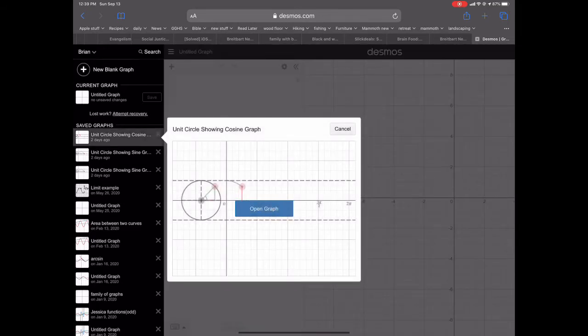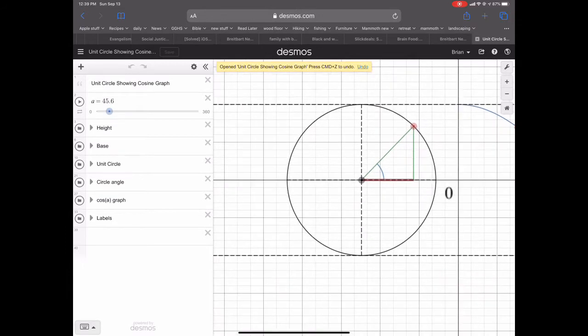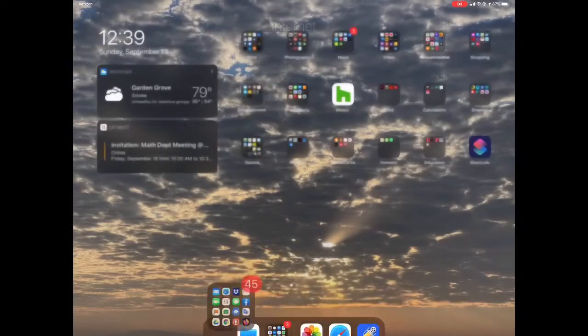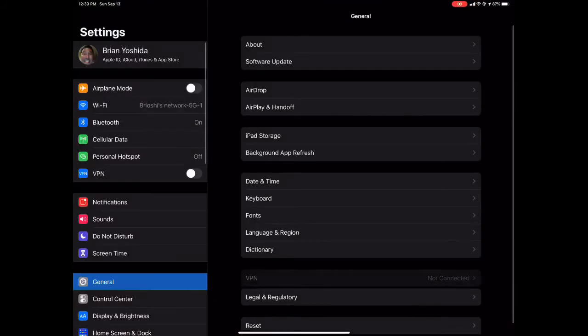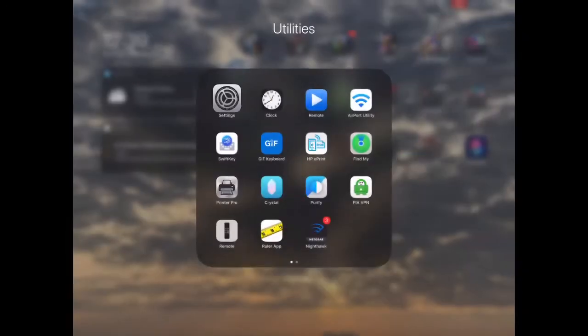Some things to remember. Here in the unit circle, it's very important that you know what cosine represents. I don't have my mouse working right now. So sorry about this. I got to reconnect my mouse. I thought it was connected, but clearly it's not. All right, there we go. So back.